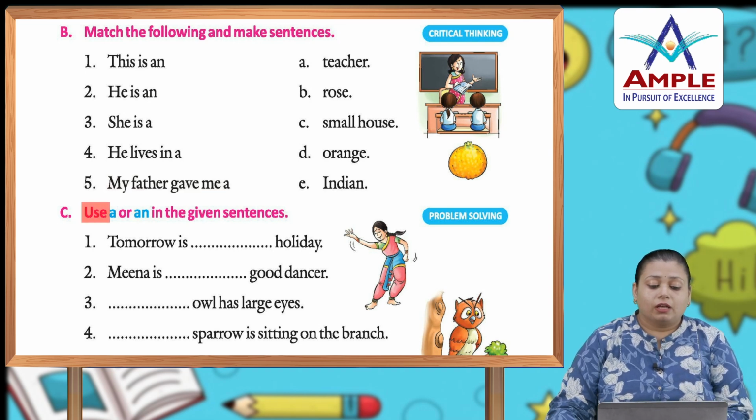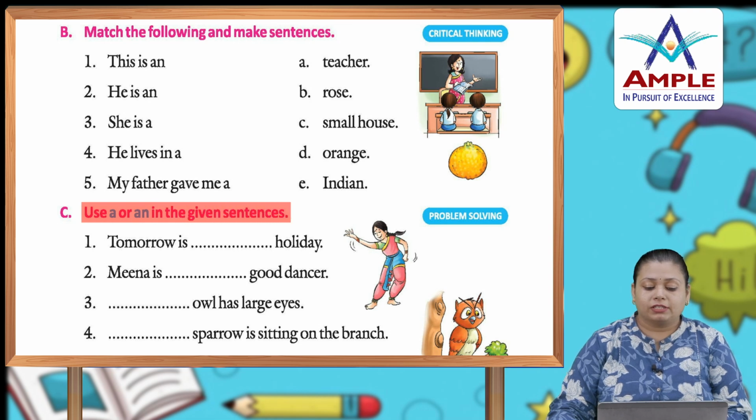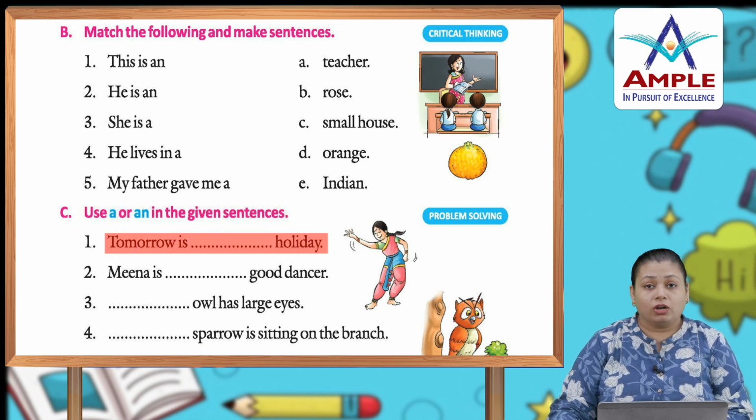C, use A or An in the given sentence. First one I will do for you, and the rest you have to do on your own. Number 1, tomorrow is a holiday. Holiday starts with a consonant letter H, that's why we need to write A before that. Now read the other sentences and find out whether you have to write A or An.